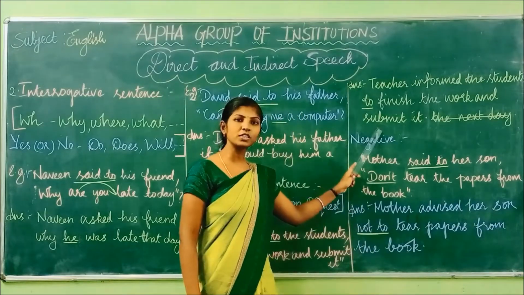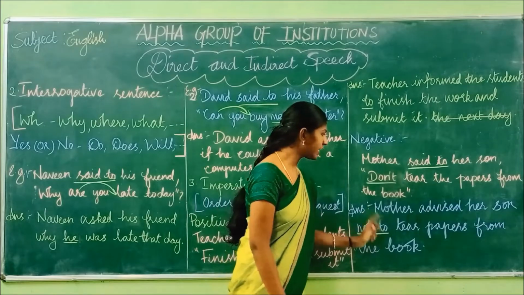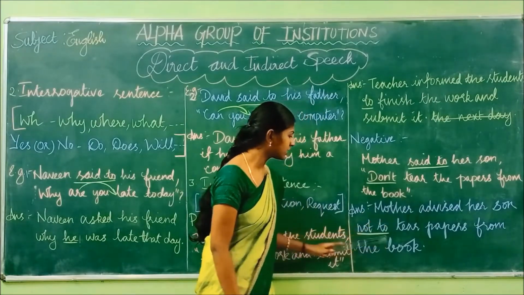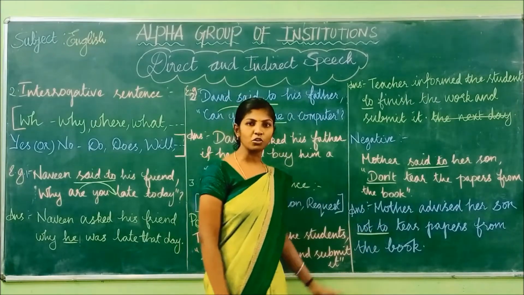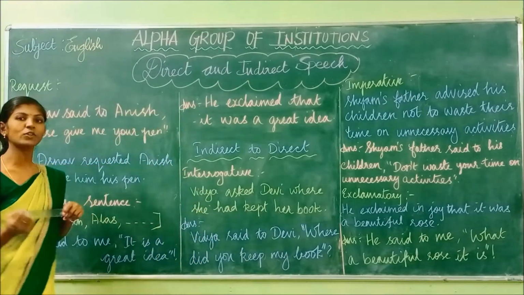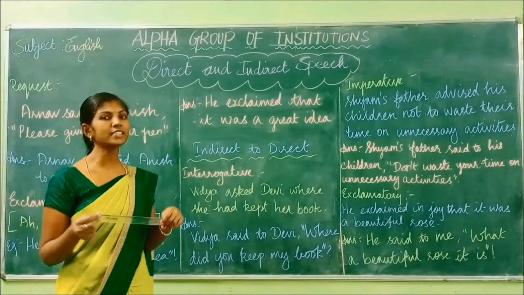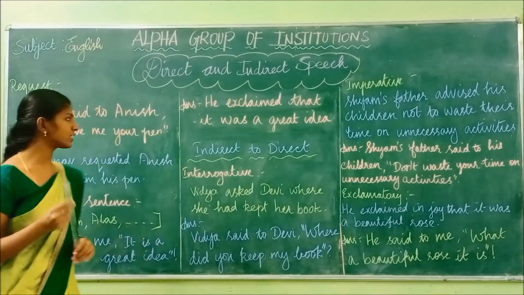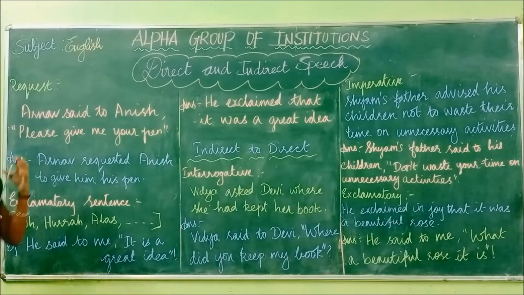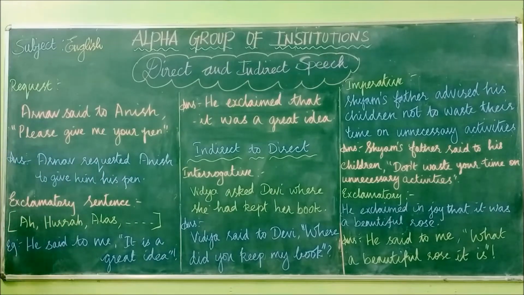If it is a positive sentence, we add "to" in between these two sentences. If it is a negative sentence, between these two sentences, we are adding "not to". Okay, children, the next one is requesting sentences. So far we have seen positive and negative sentences, and now we are going to see requesting sentences. So requesting something from someone, right? Let's see an example here.